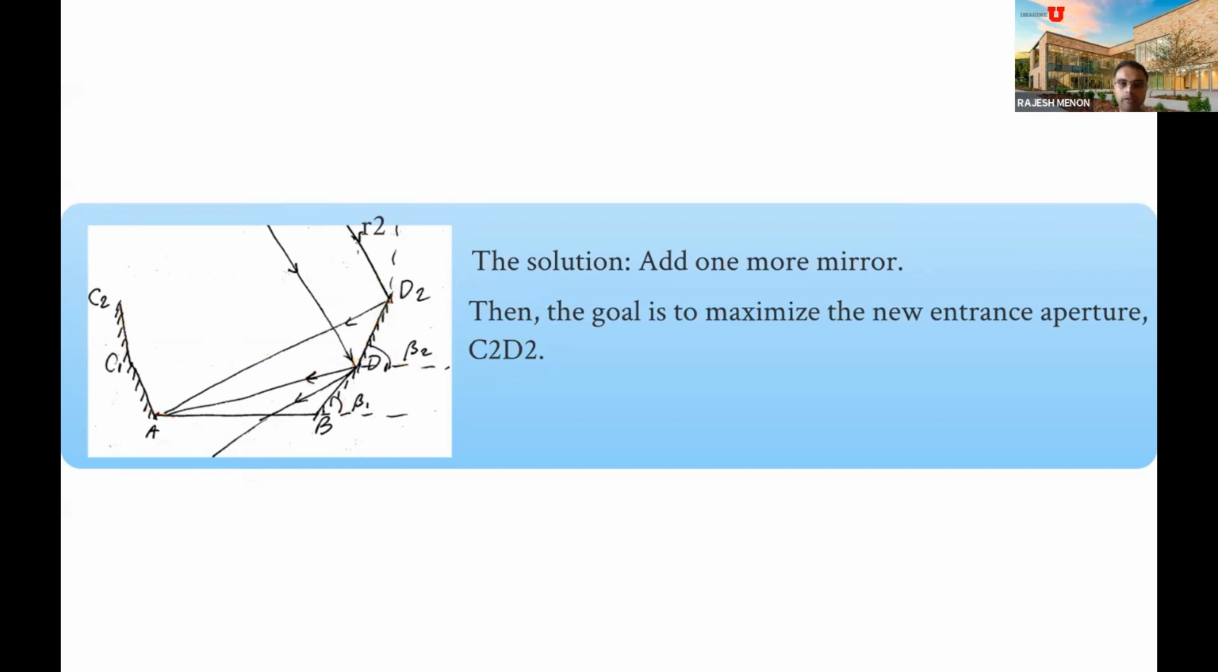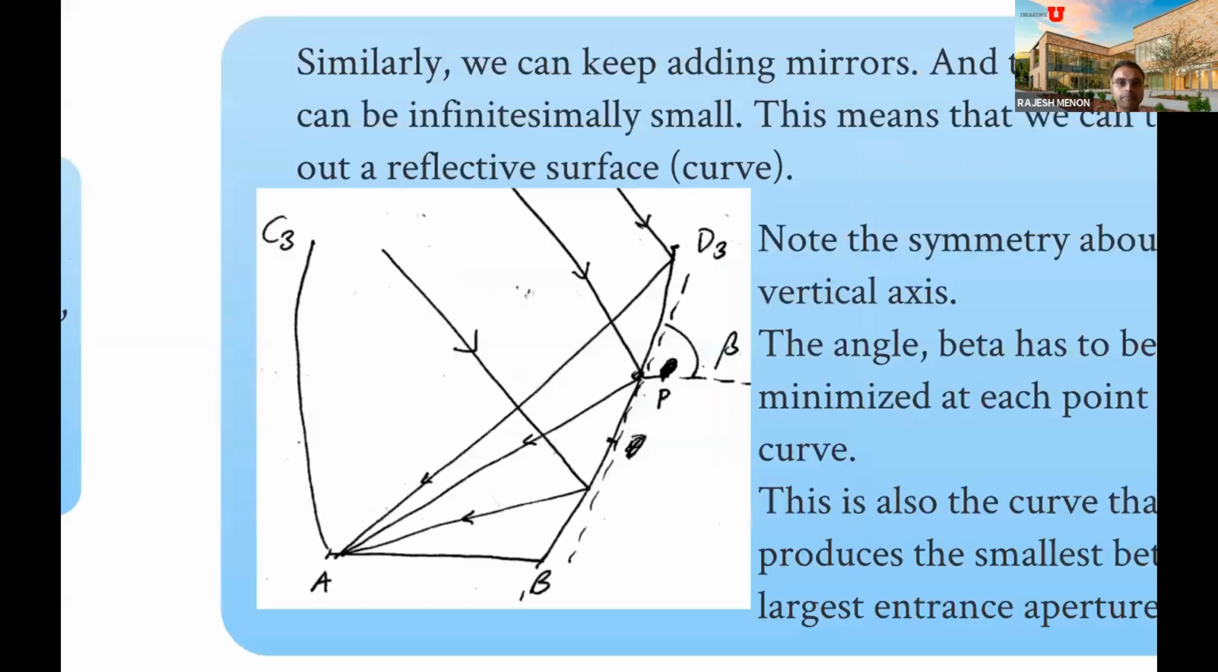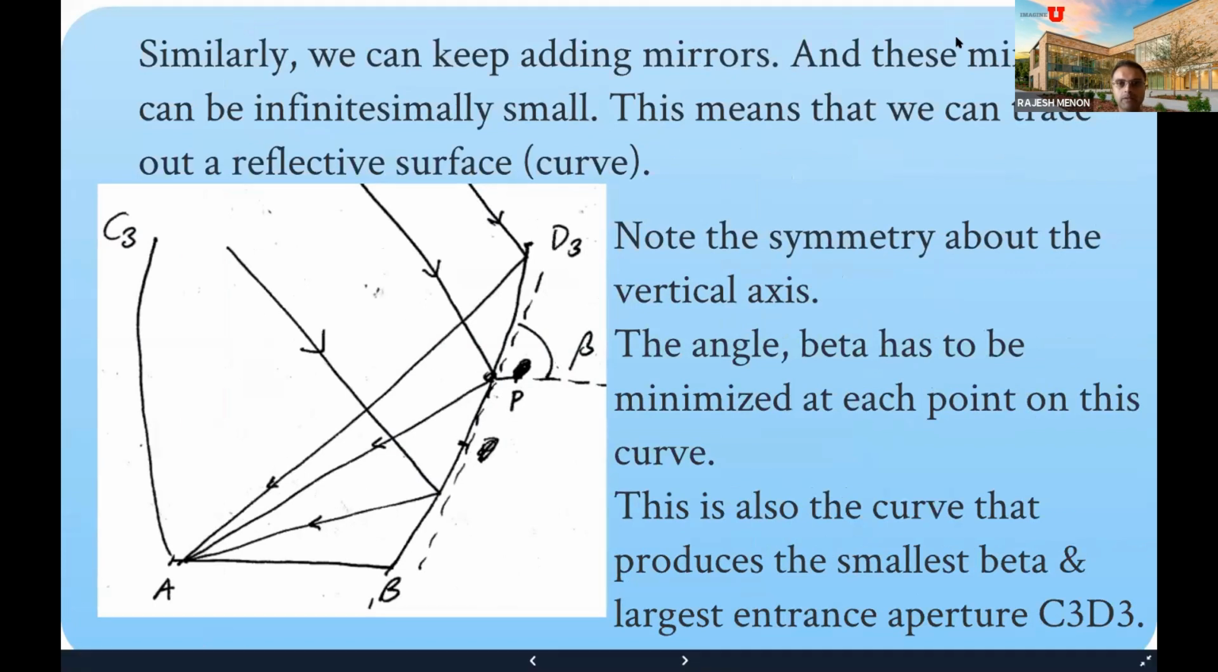And I can keep doing this, right? I can keep adding another segment over here, another segment over here, and so on and so forth. I can keep building this up. Let's see what happens. I can keep adding those mirrors.